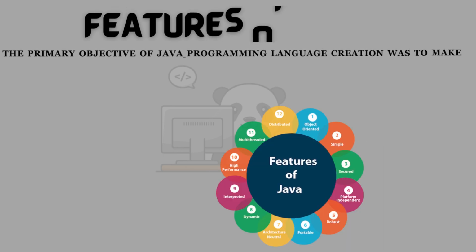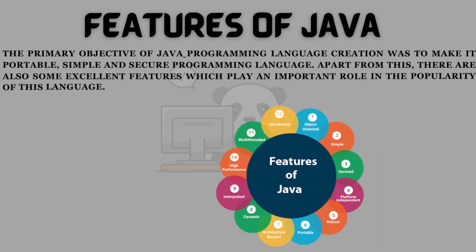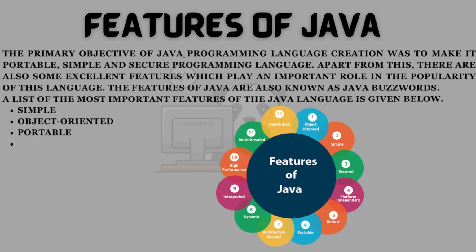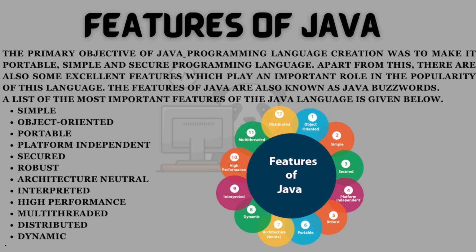The primary objective of the Java programming language's creation was to make it a portable, simple and secure programming language. Apart from this, there are also some excellent features which play an important role in the popularity of this language. The features of Java are also known as Java buzzwords. A list of the most important features of the Java language is given below.